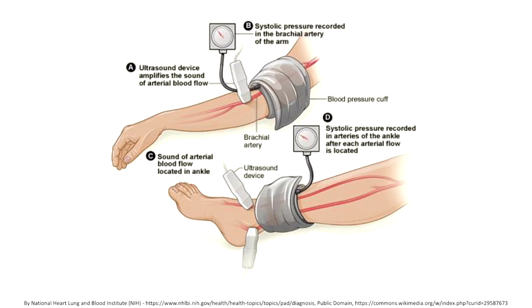The ABI is calculated by dividing the higher systolic pressure of the respective leg by the higher blood pressure of either the right or left arm. Notice that instead of a stethoscope, a Doppler is used to assess the arterial blood flow. The blood pressure in the upper and lower extremities should be very similar, though not necessarily at the same time. This is why the normal range for an ABI is between 0.9 and 1.3.